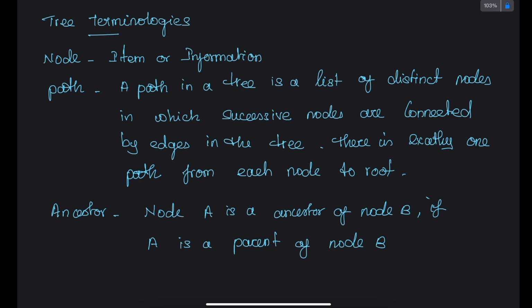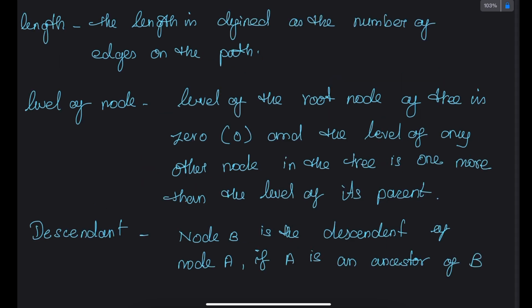Ancestor: node A is the ancestor of node B if A is the parent of node B. All these things we are going to discuss in the form of diagrams. Length: the length is defined as the number of edges on the path. Level of node: the level of the root node of the tree is 0, and the level of any other node in the tree is one more than the level of its parent. Descendant: node B is the descendant of node A if A is the ancestor of B.